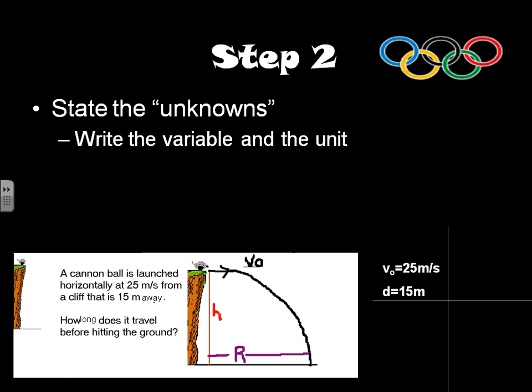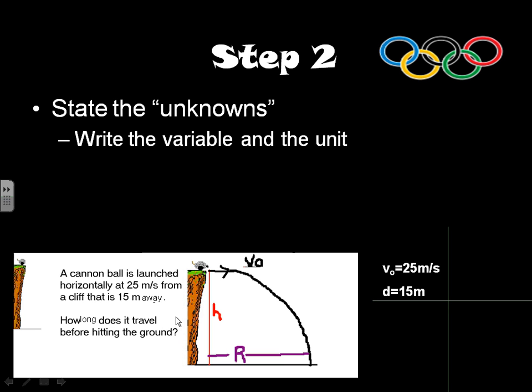Okay, step 2, fill in this blank. This is where you state the unknowns. That's why on your crisscross there's a little U over here for unknowns. What does that mean? Well, basically, what are you trying to solve for? So look for the question mark. And they're asking you, how long does it travel?